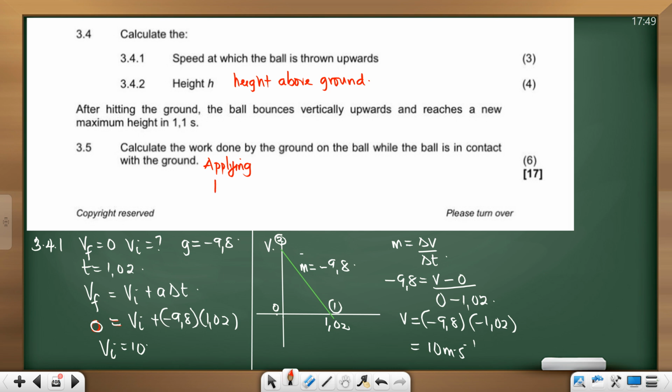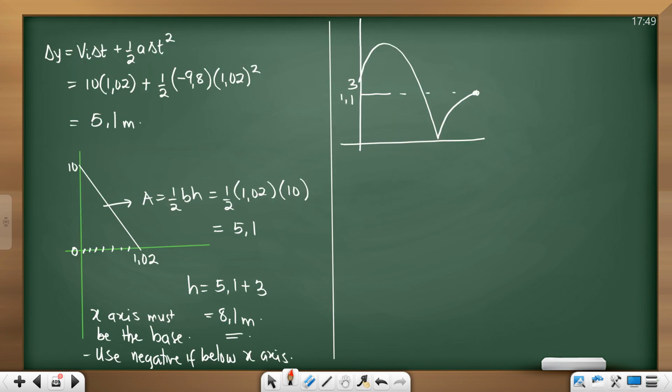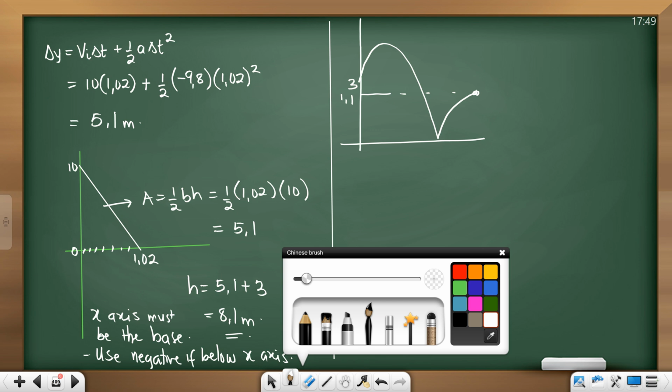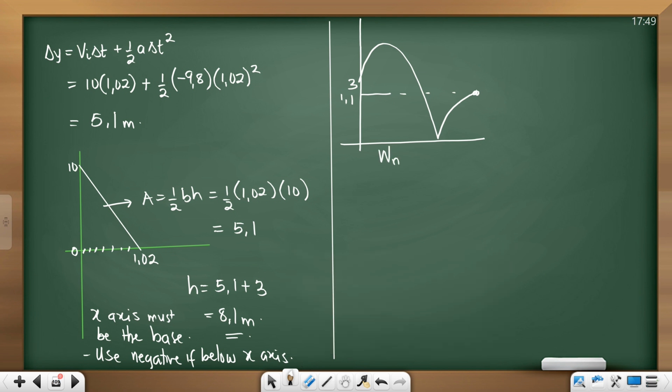Which means it's a non-conservative force because it's force applied. Okay, let's write down the formula and try to create what we are looking for. Work done by non-conservative equals change in kinetic plus change in potential. Great. The work done by non-conservative.